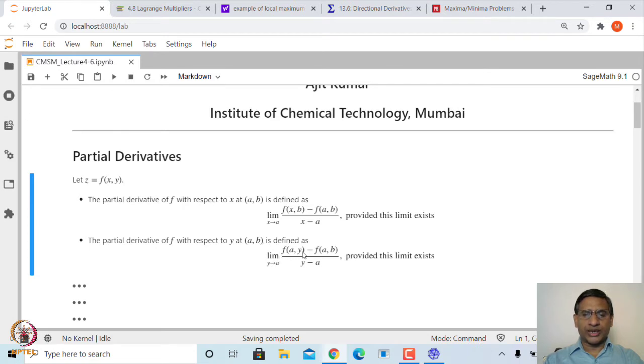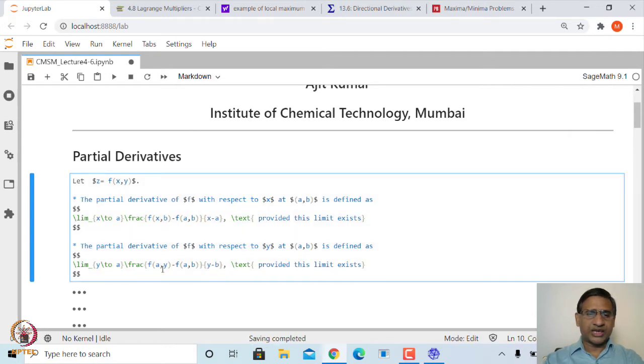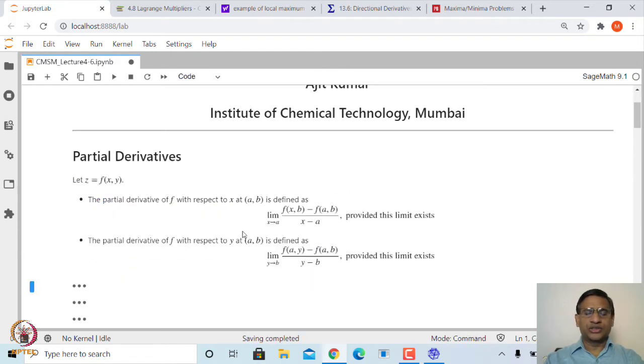Similarly, you can define the partial derivative of f with respect to y at (a, b) using f(a, y) minus f(a, b) divided by y minus b, as y goes to b. So this is how you define the partial derivative of a function. It is defined using a limit. In case these two limits exist, we say that f has first order partial derivatives at (a, b) with respect to x and y.